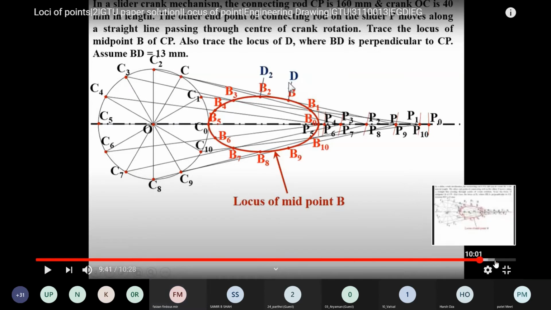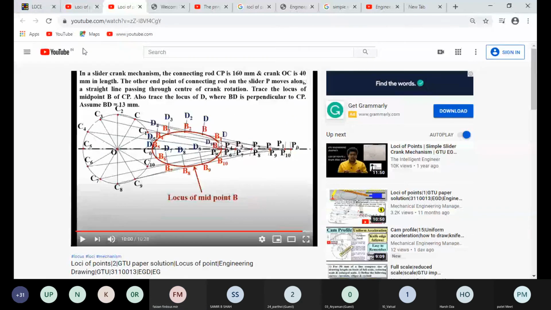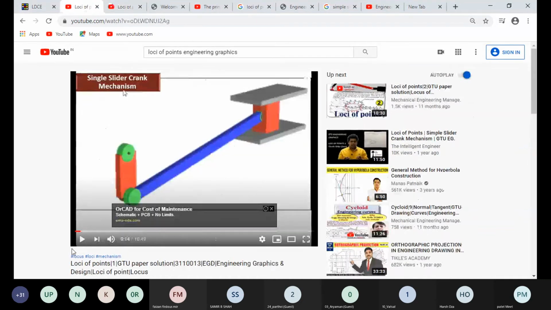Okay, so I will show you with another video, so your mind may be clear regarding how to draw the locus of a point of the simple slider crank mechanism.